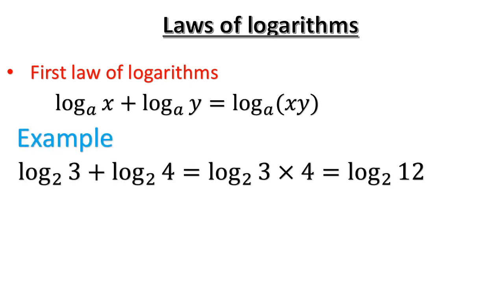Now let's take this sample problem. We have log 3 base 2 plus log 4 base 2. Since the bases are the same, you take one of them and multiply the logarithms. 3 times 4 will give us 12. Very simple, right? It's very easy. All you have to do is follow the rules.